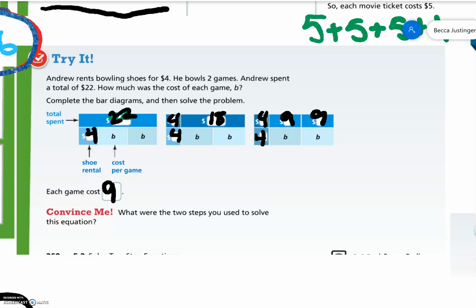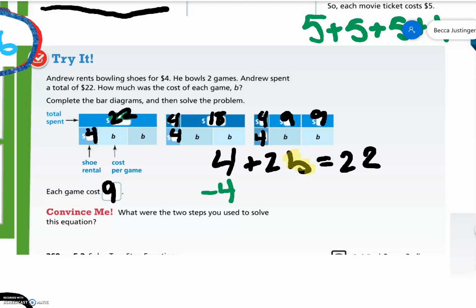To do this algebraically, we would do 4 plus 2b equals 22. Again, we're trying to solve for the variable, so we work the farthest away from the variable. So we don't want to get rid of the 2 yet because that's touching the b. So we're going to get rid of the 4. This cancels.